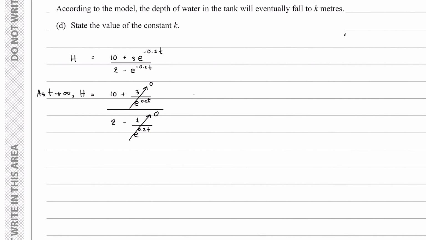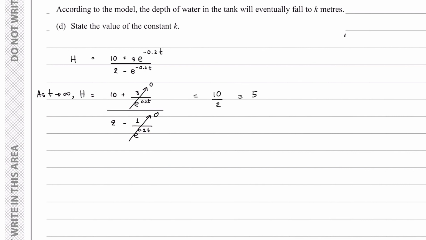And what do we have here? We just have 10 divided by 2, which is 5. As t approaches infinity, h is 5 meters. So the depth of water will eventually fall to 5 meters. k equals 5.